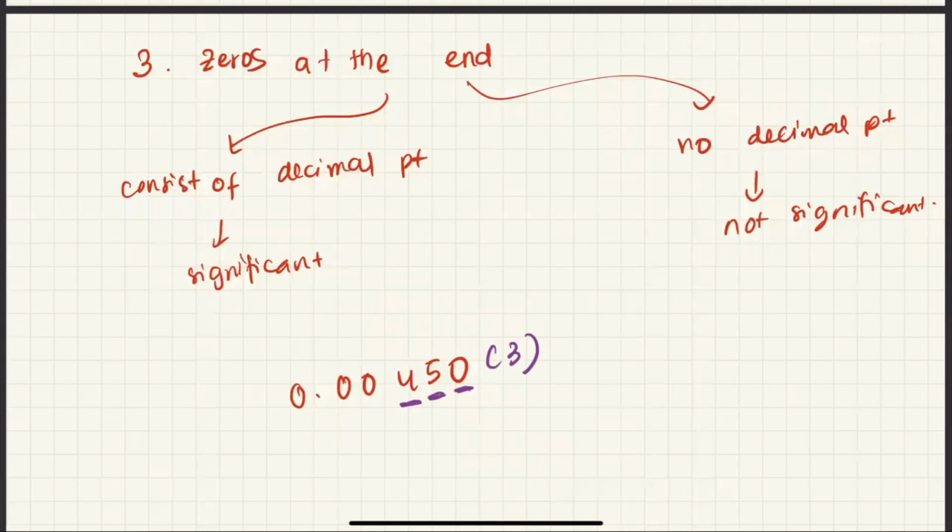Okay, let's see another example. Let's say you have 3600. So you know 3 and 6 are going to be significant. What about the 2 zeros at the end? Because there is no decimal point, right? There is no decimal point. These zeros at the end are not significant. So the significant figures here are just 2.